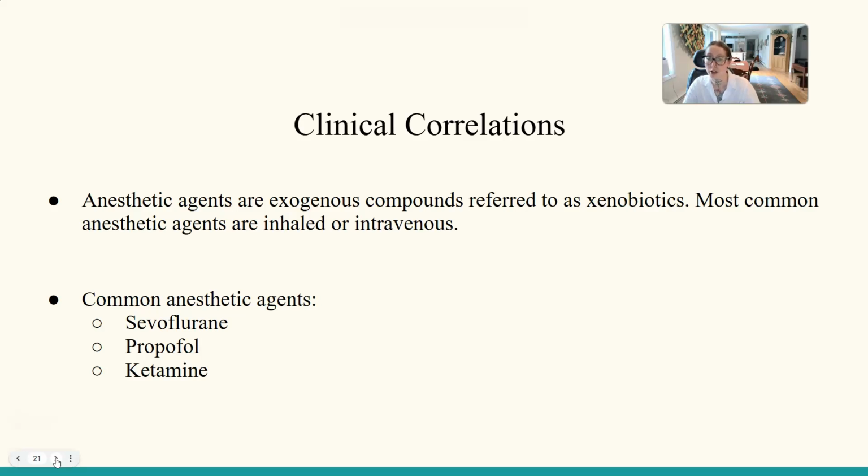Anesthetic agents are exogenous compounds that are referred to as xenobiotics. Most common anesthetic agents are inhaled or intravenous. Sevoflurane is a common inhaled anesthetic agent. Propofol is a very common IV anesthetic. We actually use this a lot for sedation in the surgical trauma ICU that I work at. And ketamine is used for sedation and anesthesia, and we also use it for pain.